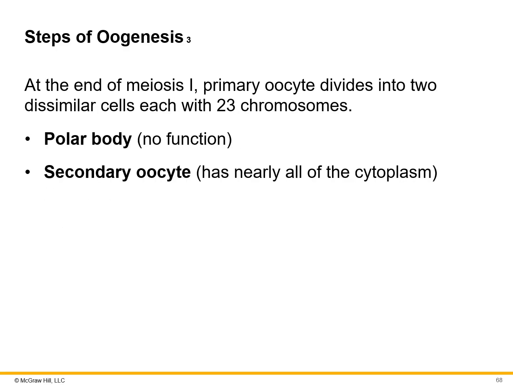Okay, so at the end of meiosis one, that primary oocyte will divide into two dissimilar cells that each have 23 chromosomes. Well, they're similar, kind of, right? The polar body has absolutely no function at all. And that secondary oocyte is the one that has nearly all of the cytoplasm. Also, the polar body is formed due to unequal distribution of the cytoplasm during meiosis. So make sure you write that down. That polar body is formed due to unequal distribution of the cytoplasm during meiosis.